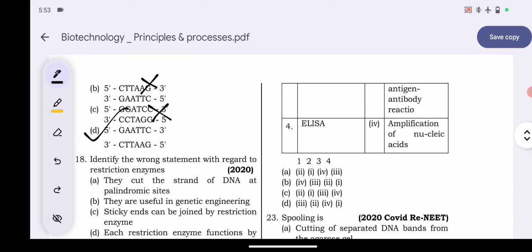Explanation: each restriction endonuclease recognizes a nucleotide sequence in DNA that is palindromic. EcoRI recognizes the palindromic sequence 5 prime GAATTC 3 prime and 3 prime CTTAAG 5 prime. The sticky ends form hydrogen bonds with their complementary counterparts. So option D is the correct answer.